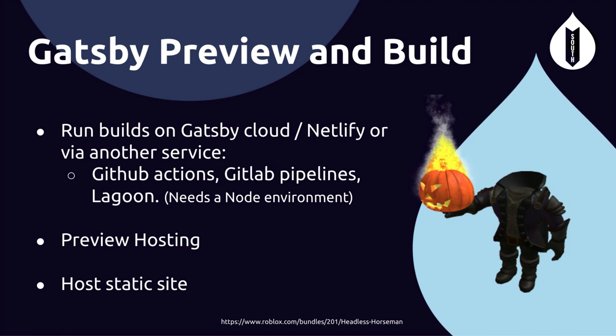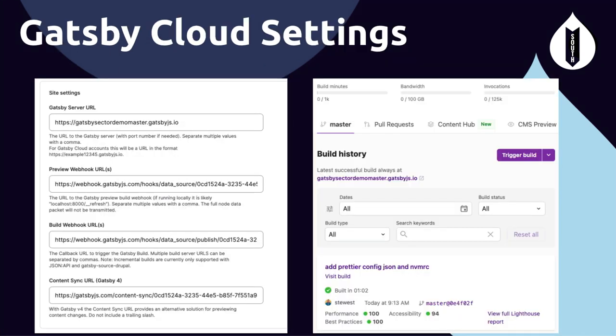You can do this on multiple services. So you can run builds on Gatsby Cloud, Netlify, or another service. You can use GitHub Actions or GitLab Pipelines or Lagoon. But you will need a node environment to be running. So you'll have almost like you're running a local yarn dev instance in your preview node, and then when you do save and build, that will get built out on a certain part of your hosting, whether it's Gatsby Cloud or something customized that you've done.